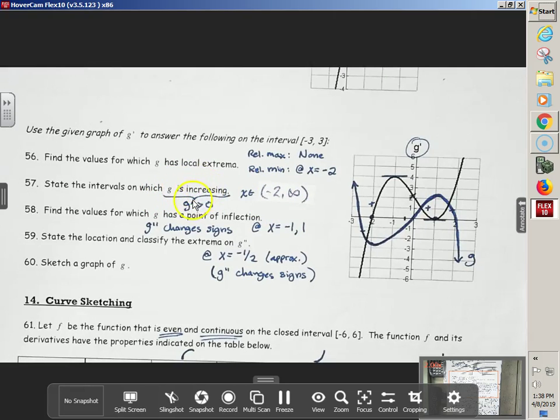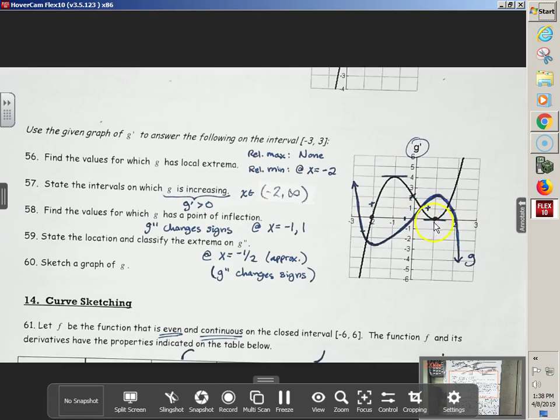G is increasing when G prime is positive. G prime is positive, aka above the axis, because y values are G primes, from -2 to infinity. I had it backwards, for whatever unknown reason. I think I was thinking decreasing. The derivative is below from -infinity to -2, so decreasing, but increasing is everything else. Sometimes faster, sometimes slower, sometimes stopping, but we can say that entire interval is increasing.